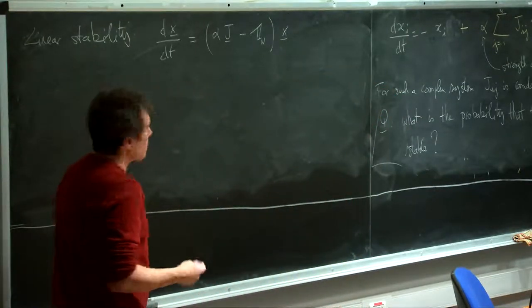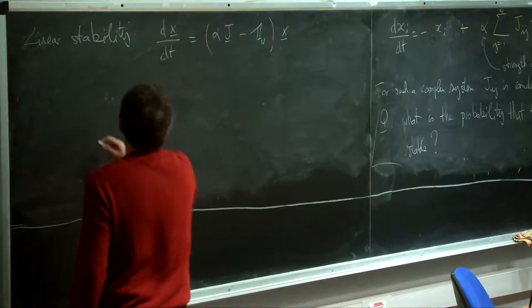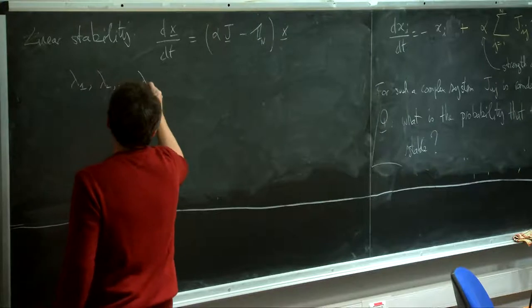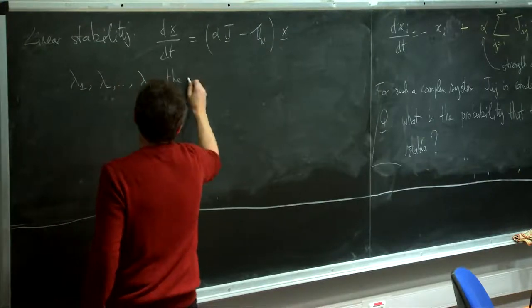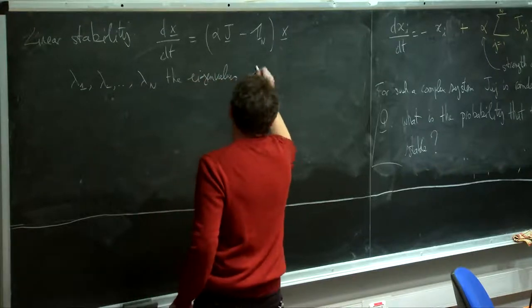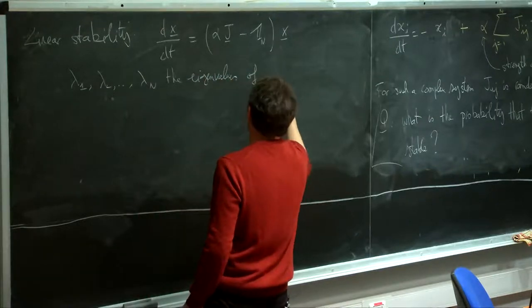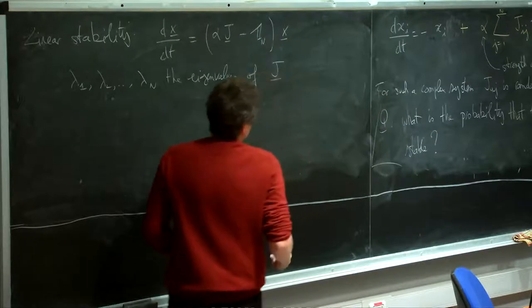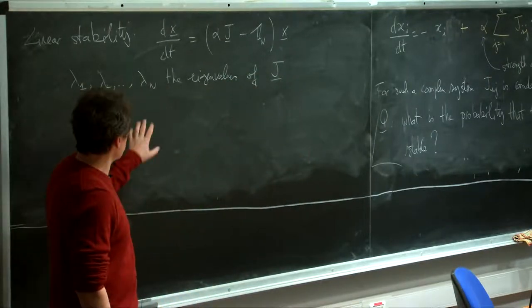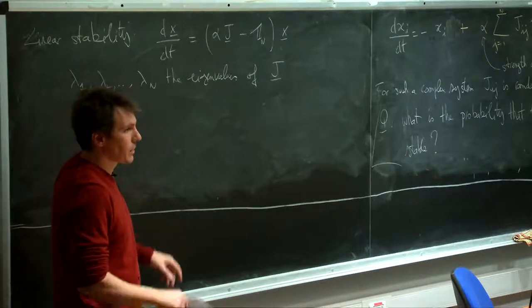And now let me introduce the eigenvalues of this matrix J. So I will introduce lambda 1, lambda 2, lambda n, the eigenvalues of J. J is a real symmetric matrix, so all these lambda i's are real.